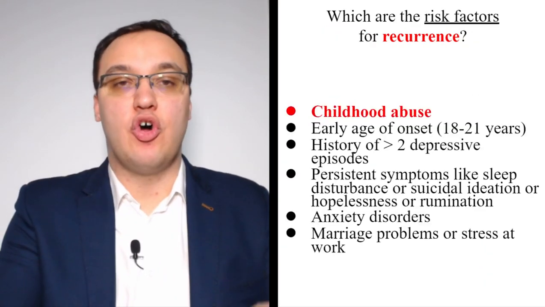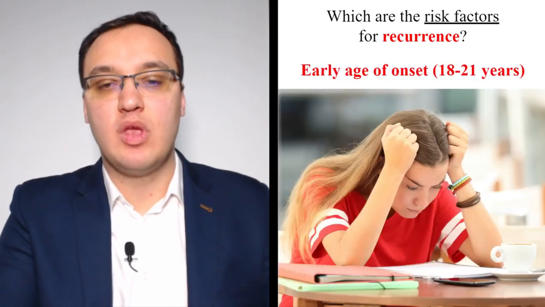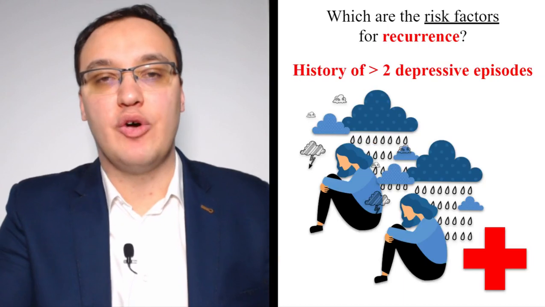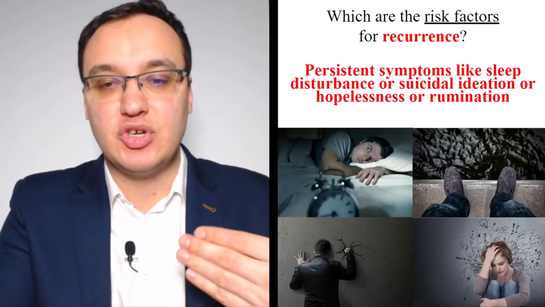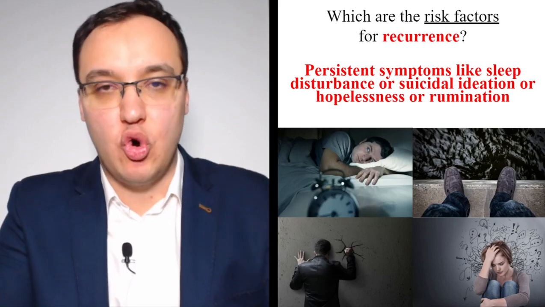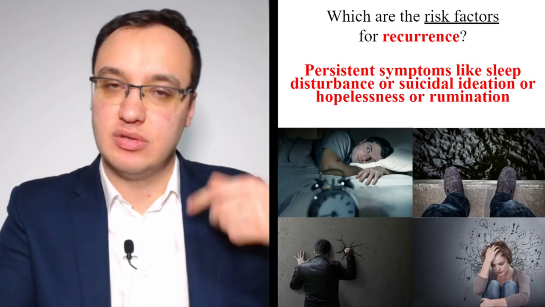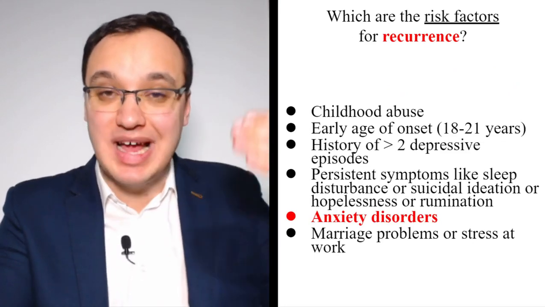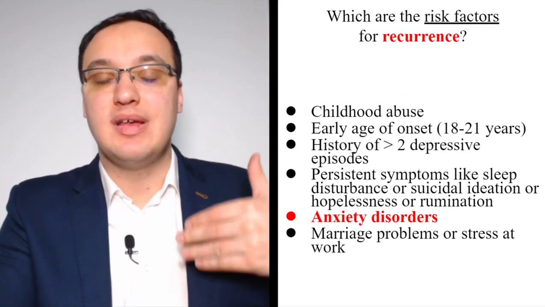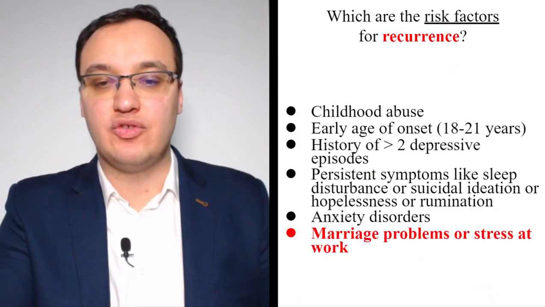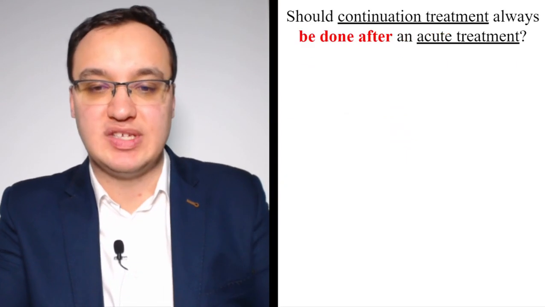The risk factors are childhood abuse, early age of onset, so 18 to 21, history of more than 2 depressive episodes, persistent symptoms like sleep disturbance with suicidal ideation, hopelessness, and rumination. Rumination is thinking about the same thing and not getting out of it. You're stuck in your own negative thoughts. Anxiety disorder is also a risk factor. We have marriage problems or stress at work.